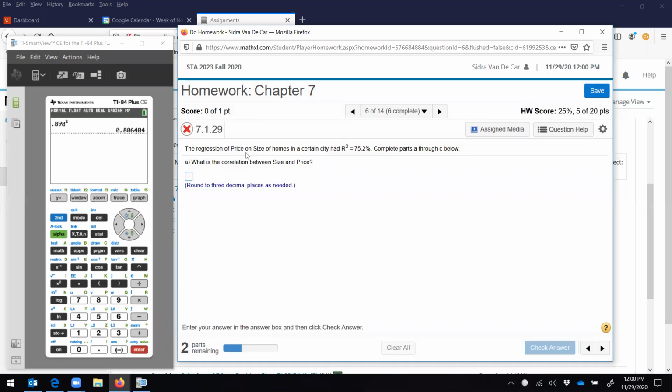The regression of price on size of homes in a certain city had R squared equals 75.2. What is the correlation? Well, it's going to be the square root of that. So the square root of 0.752 is 0.867.